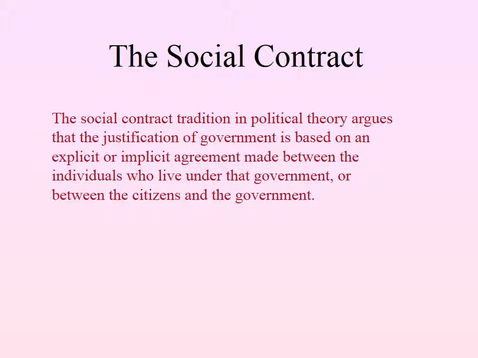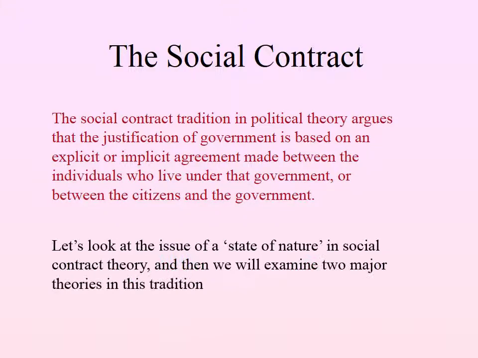We freely contract. And that is more or less the same thing on the level of political society that the social contract tradition is saying. So there is a very important link between the two, and this has been a main part of the tradition throughout its history. So let's take a look at the issue of the state of nature and social contract theory, which is a central item for how the theory wants us to think about politics, political relations and legitimacy. And then we'll examine two major theories in the tradition, Hobbes and Locke.